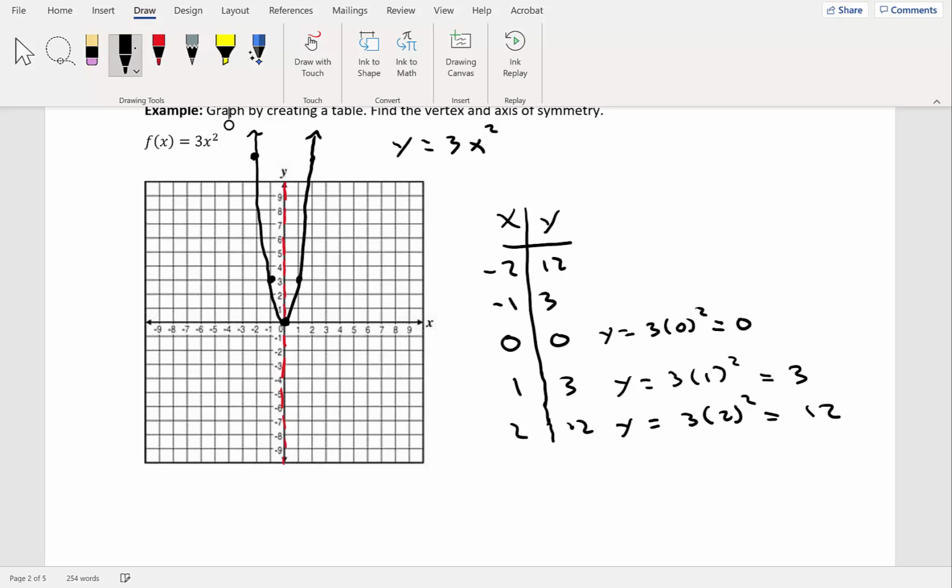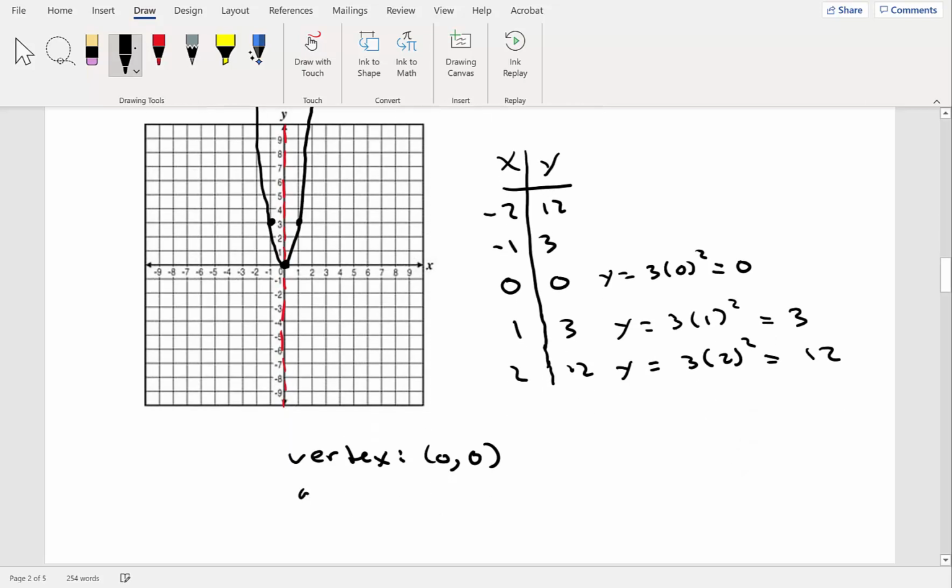And notice this time it's more narrow than the other one. And that's because our absolute value of a is bigger than 1. So now let's label our vertex, which is 0, 0. And our axis of symmetry is the line x equal to 0.